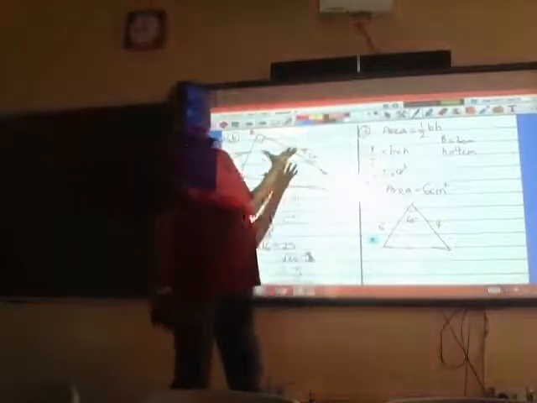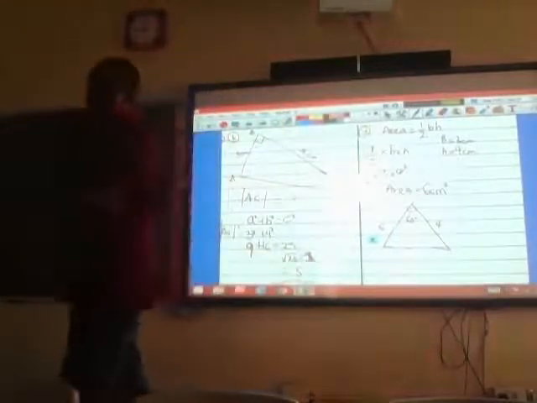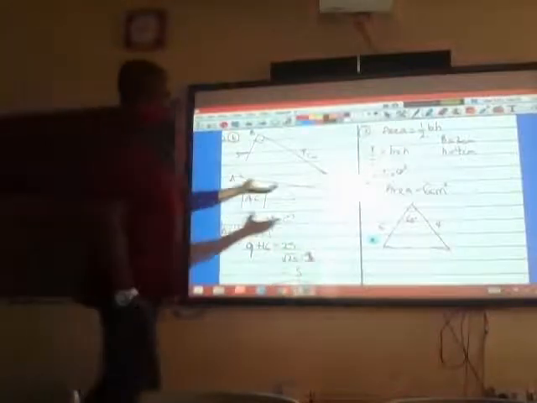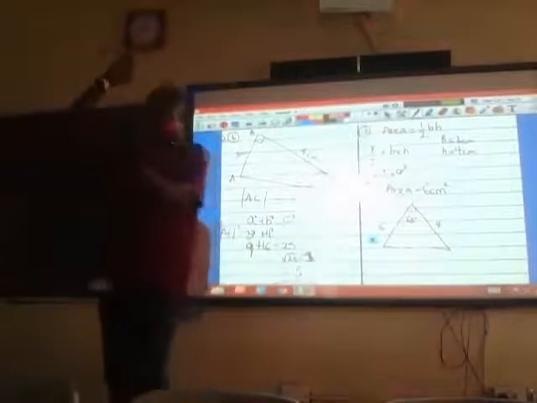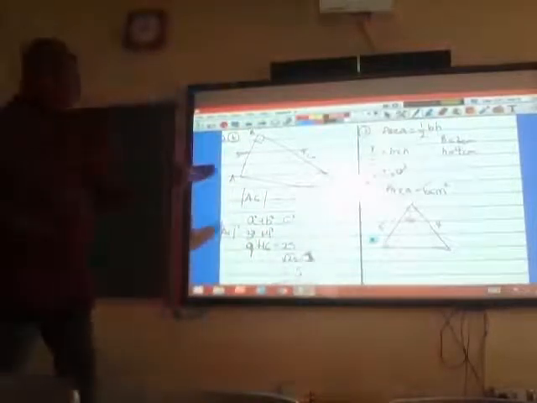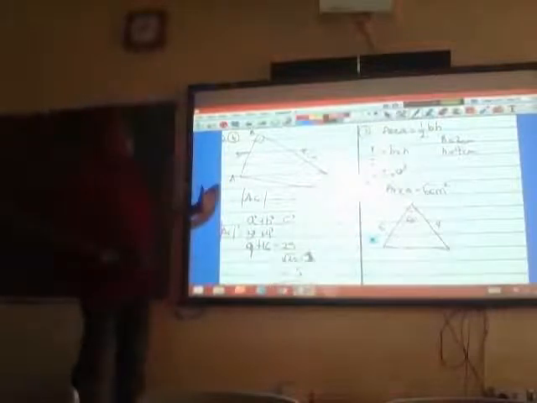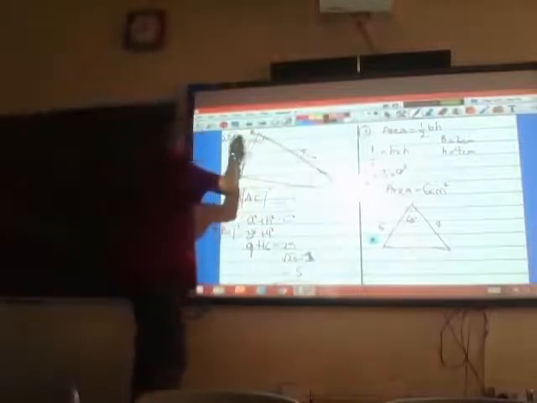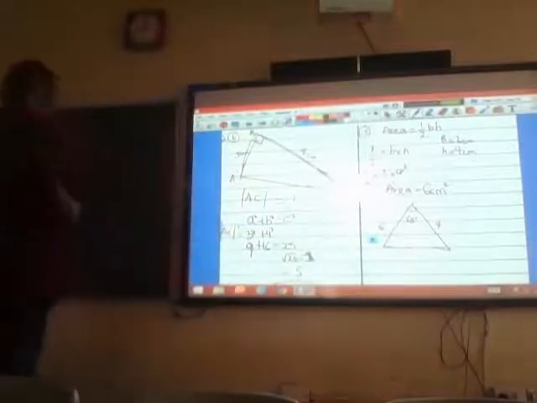Since this is a right angle triangle, it has a base and the height is also given there. So the formula is area is half base times height. The base and the height are the perpendicular lines, the lines that form right angles. So either we call this base and this height, or we call this base and this height. These two lines that form angle 90 degrees are the base and the height.